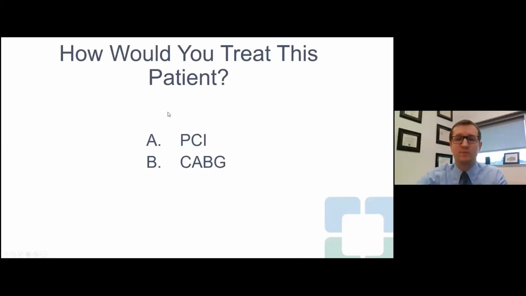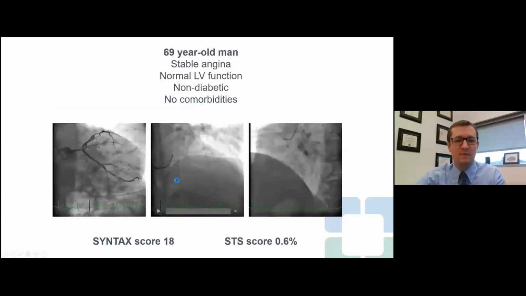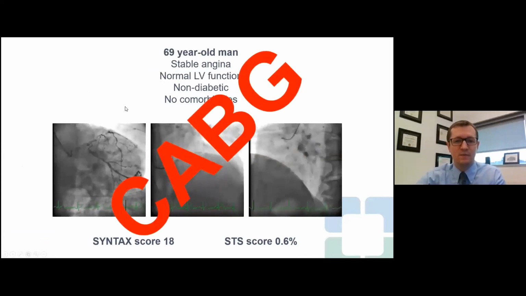And I think most patients in this case would be referred to CABG because of this class 3 recommendation in the United States, which is if you have unfavorable anatomy for PCI, you're a good candidate for CABG. You would be preferred. As you can see here, CABG is the result.